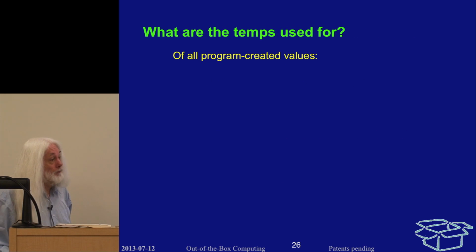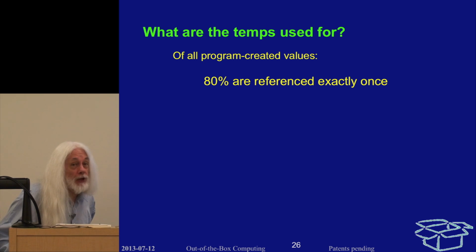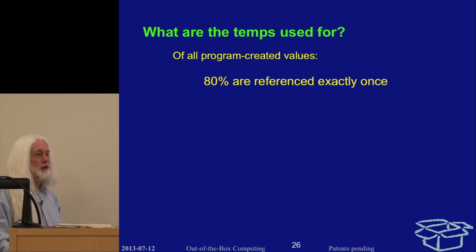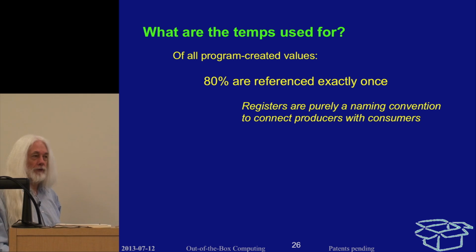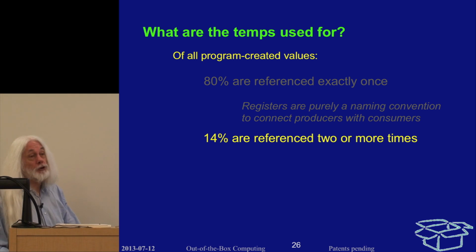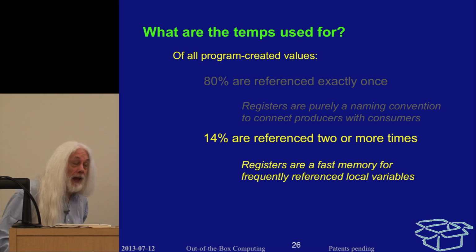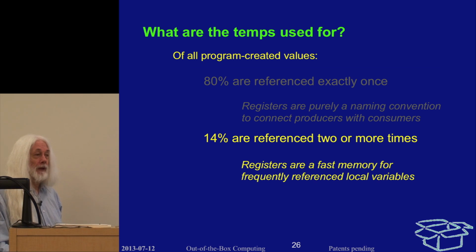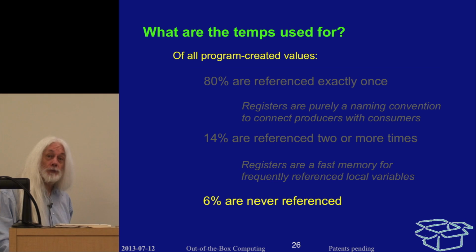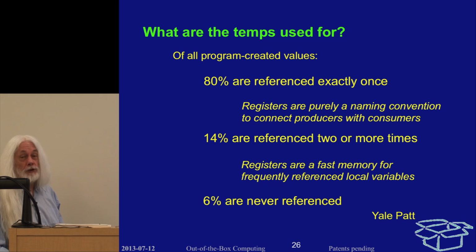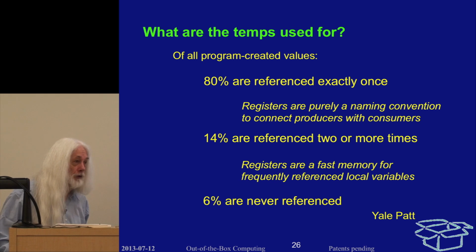What are all these registers used for? 80% are referenced exactly once. They are used solely to indicate the data flow connection from one operation to another. The result of this add is going to be used by that multiply and will never be used for anything else. 14% are referenced 2 or more times. And in this case, the registers are simply being used as fast memory. Convenient place to stash a value you're going to reference a few times in the near future. 6% are never referenced. This result coming from Yale Patt and one of his students.